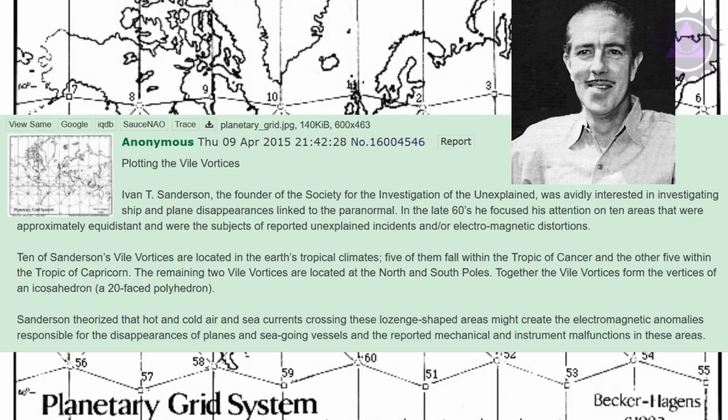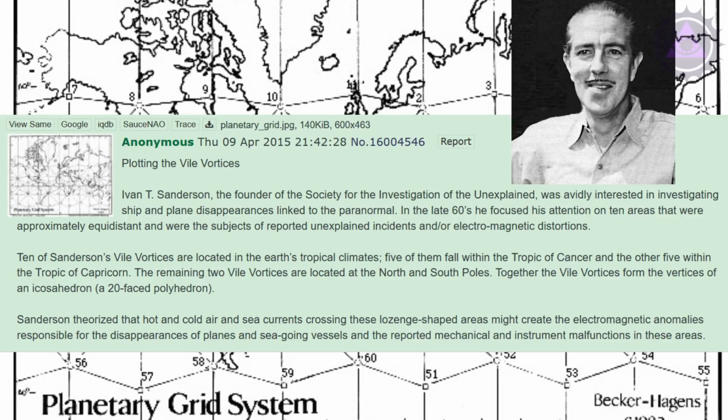10 of Sanderson's vile vortices are located in the Earth's tropical climates, 5 of them within the Tropic of Cancer and the other 5 within the Tropic of Capricorn. The remaining 2 vile vortices are located at the North and South poles. Together the vile vortices form the vertices of an icosahedron, a 20-faced polyhedron.